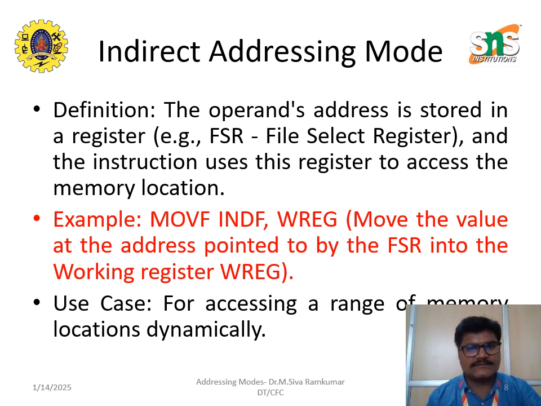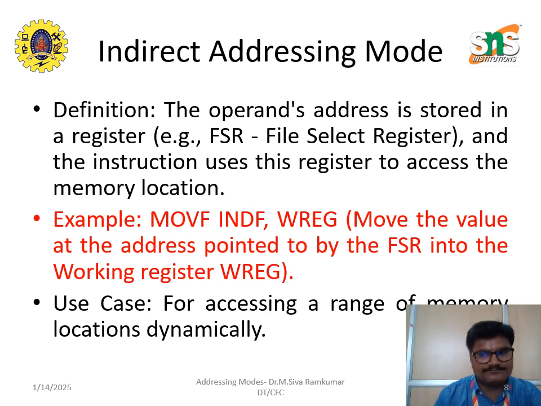Now let's talk about indirect addressing mode. This is where the address of the operand is stored in another register, such as the file select register. Think of it as a treasure map. FSR holds the location of the treasure, the data, and the instruction retrieves it. An example is MOVF INDF, WREG, which uses the address in the FSR to access the data. This is useful for dynamic operations like accessing arrays or sequential data. How many of you have worked with arrays in programming?